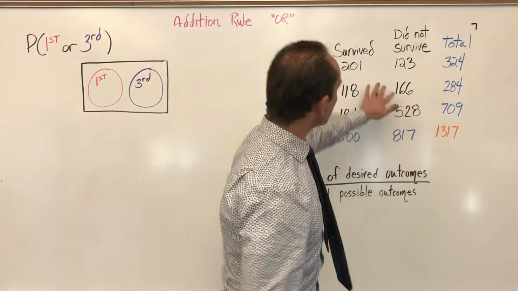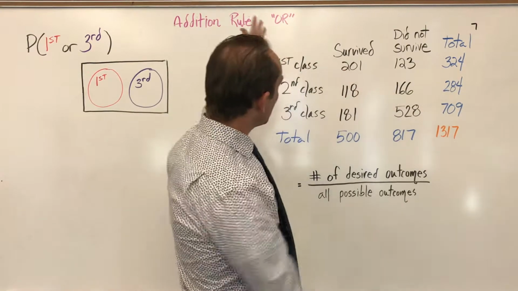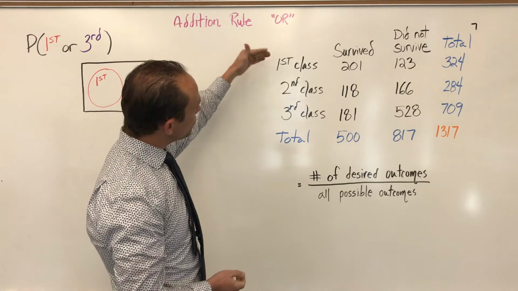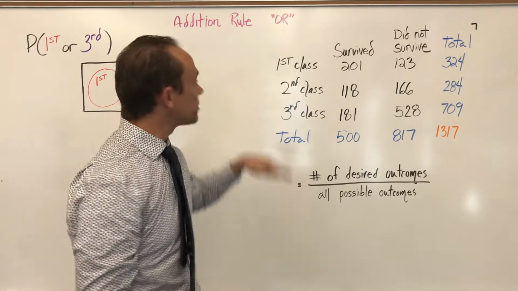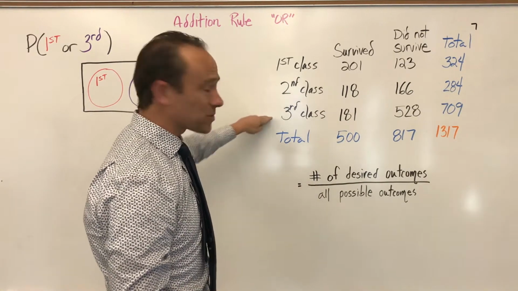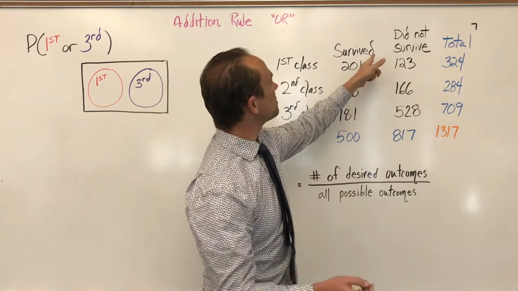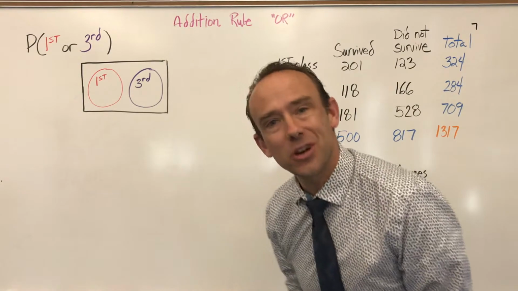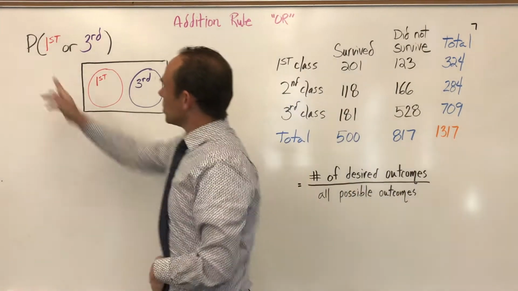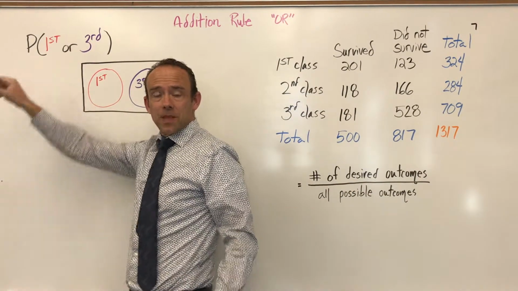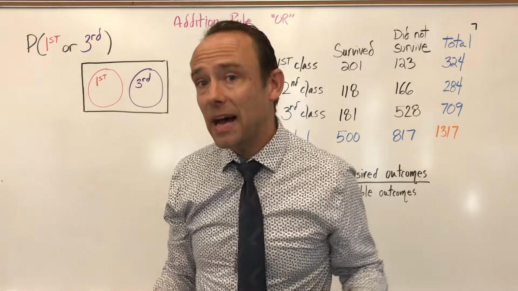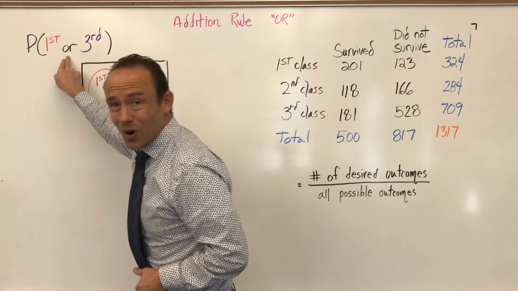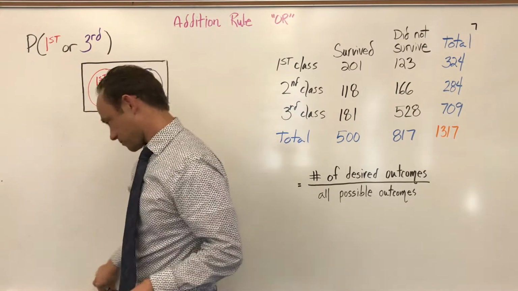So this is the stats from the Titanic. This is the actual stats of the passengers. Okay, so we've got the class that they were in, whether they were in first class, second class, or third class, and then this variable of whether they survived or didn't survive. All right, well, let's look at our first question. What is the probability that a randomly selected passenger would be in first class or third class?